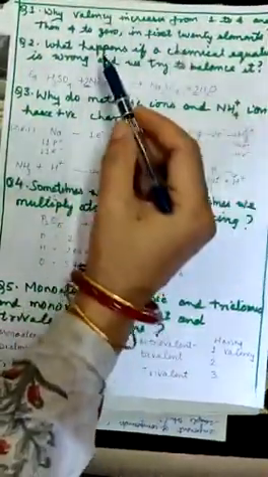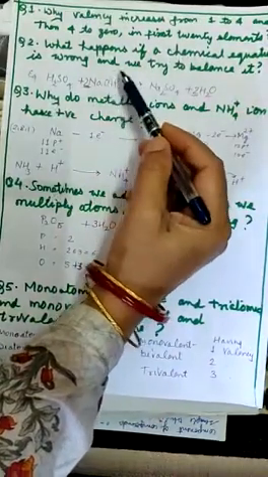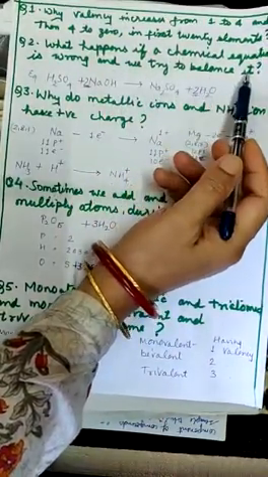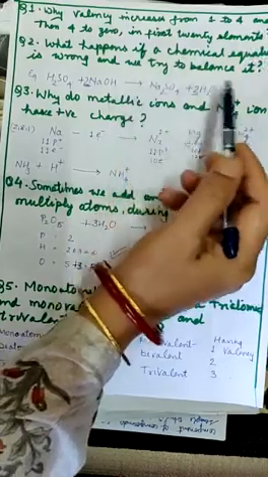Okay. Let's come to the second problem. What happens if a chemical equation is wrong and we try to balance it? The answer is that if the equation is wrong.